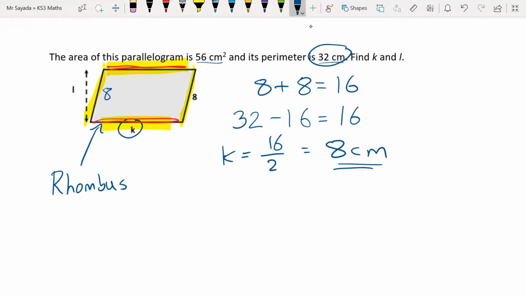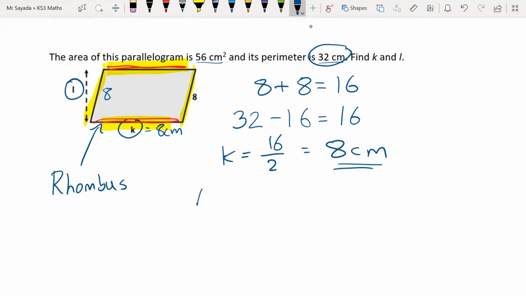Okay, now that we've worked out K, we can work out L. So which piece of information are we going to use to work out L? This is L over here. Say your answer to the video now. We're going to use the fact that the area is 56 centimeters squared. So using the fact that the area is 56 centimeters squared and the fact that K is 8 centimeters, work out what L is. Pause the video while you do that. Press play once you're ready.